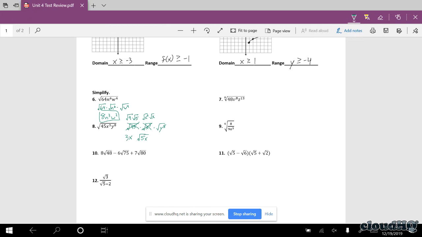What about y to the 8th? That's an even exponent, so that works out nicely. It becomes y to the 4th, and there are no leftover, no remainder y's.